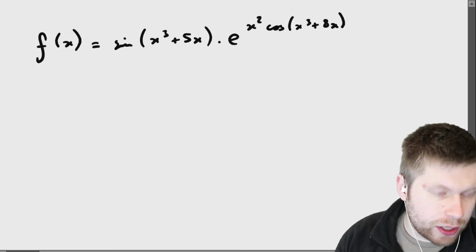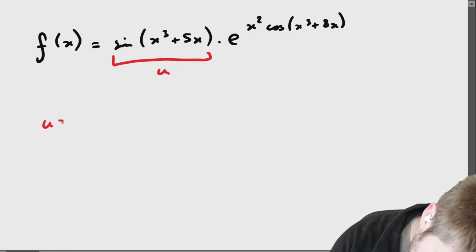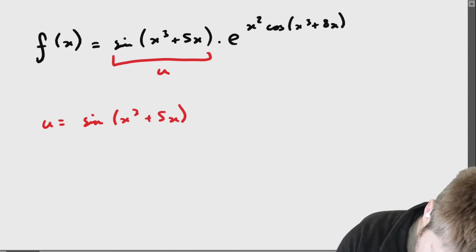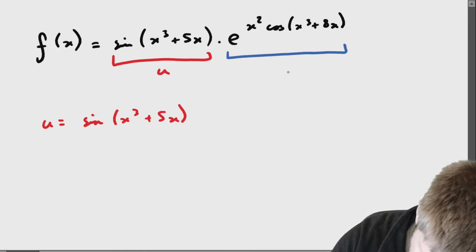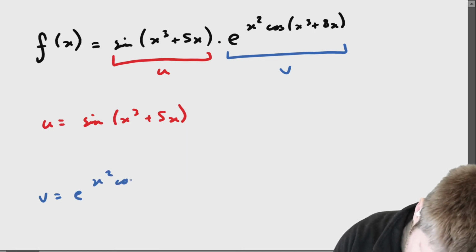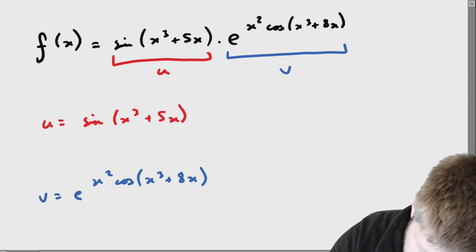Okay, so let's first of all identify u and v. So u has got to be equal to the sine of x to the power 3 plus 5x. And the v function is this thing here. So it's quite long. So v is equal to e to the x squared cosine of x cubed plus 8x. Okay, so let's first of all differentiate this.